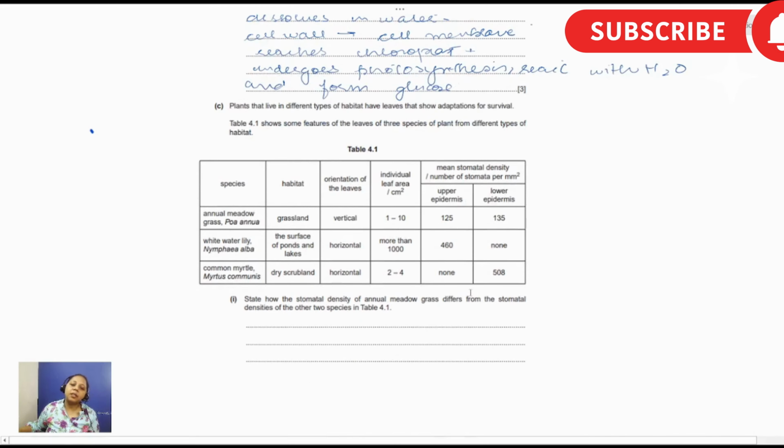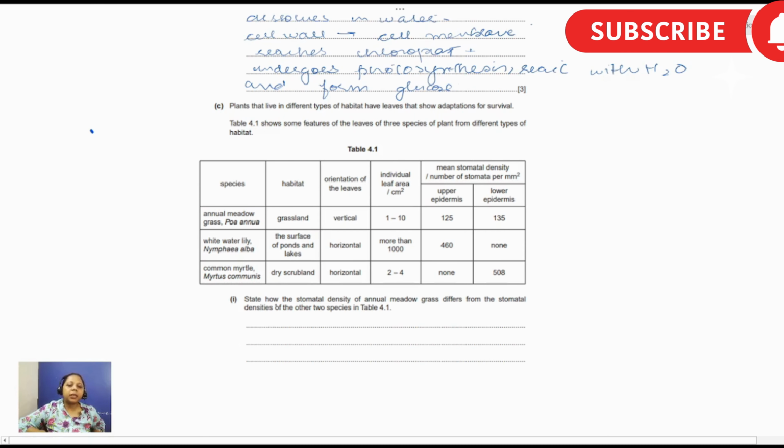Okay, we have discussed this table in detail already, that why there is a need of having more leaf area in the grassland, in the water lily, and in the dry area, and why there are more stomata present in the upper surface or in the lower surface. We have discussed this already in detail.